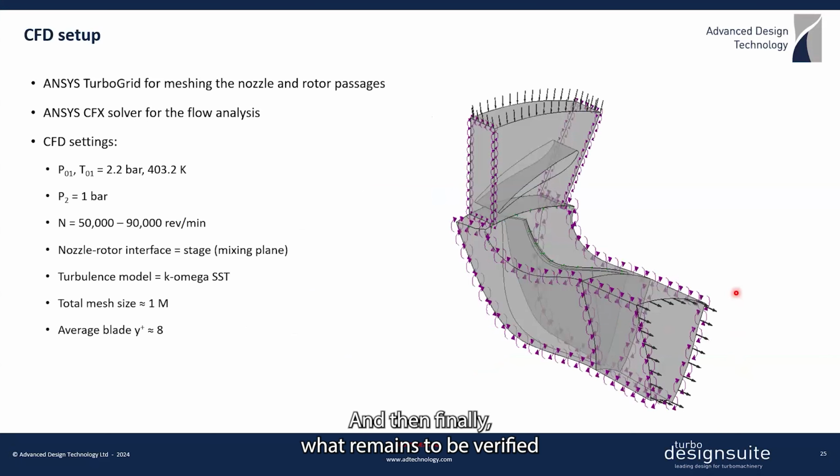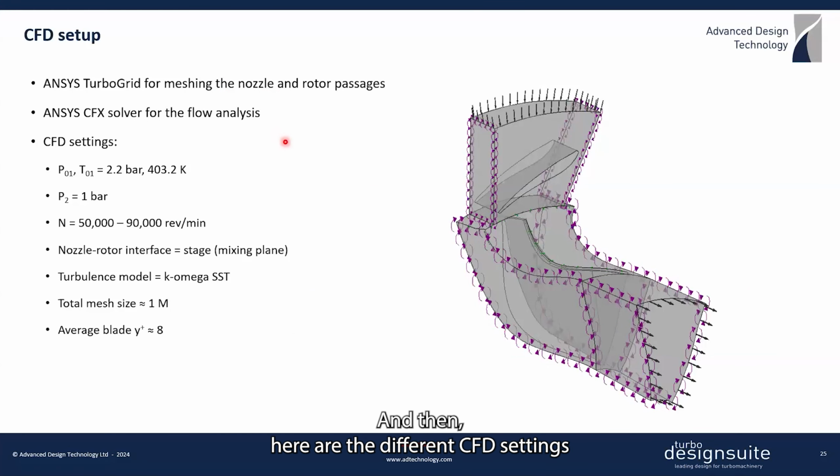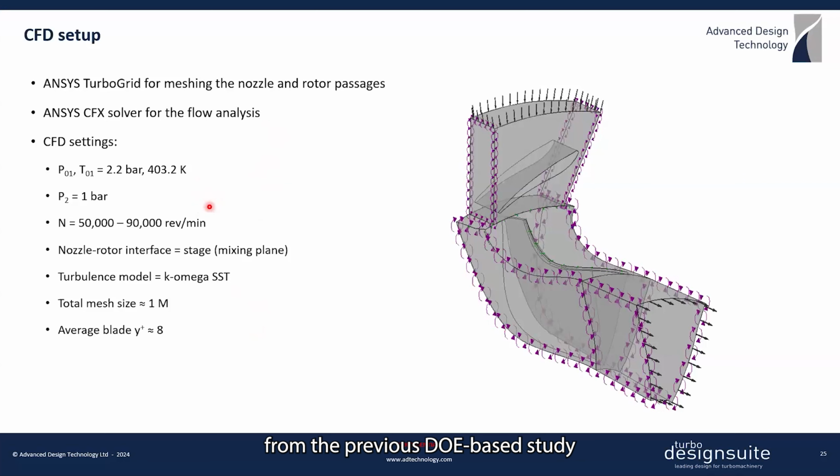And then finally, what remains to be verified is the aerodynamic performance of the optimized rotor. And so a stage CFD analysis is run to check the actual performance. And for this, we use ANSYS TurboGrid for the fully structured grid of the rotor and the main nozzle, and CFX for the flow analysis. And then here are the different CFD settings, where these boundary conditions are chosen to match the baseline design from the previous DOE-based study for a fair comparison.